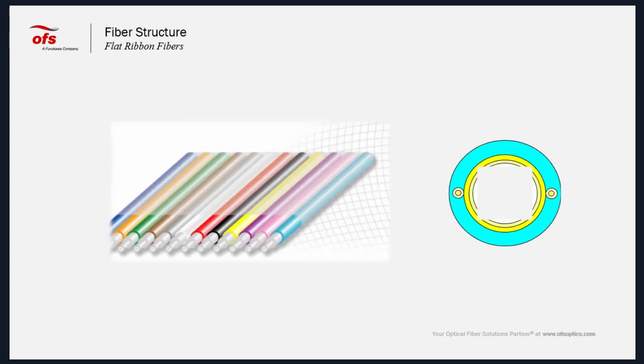So this is 200 micron fiber, and another way to densify fiber is the flat ribbon. The flat ribbon is 12 fibers, all stuck together along the whole length to form a flat ribbon. In that way we can manufacture cables that go up to 1728 fibers per cable.